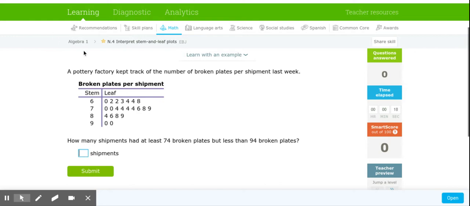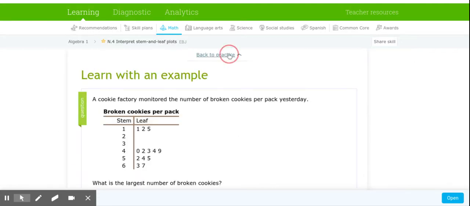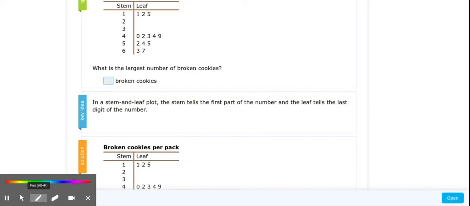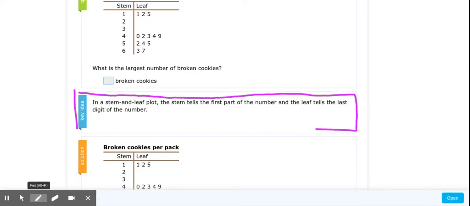All right, so the Algebra 1 topic N4 is about stem and leaf plots. So just a little reminder on what stem and leaf plots are. Here's a little key idea: in a stem and leaf plot, the stem tells the first part of the number and the leaf tells the last digit of the number.